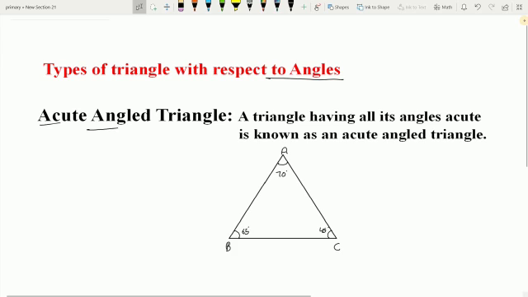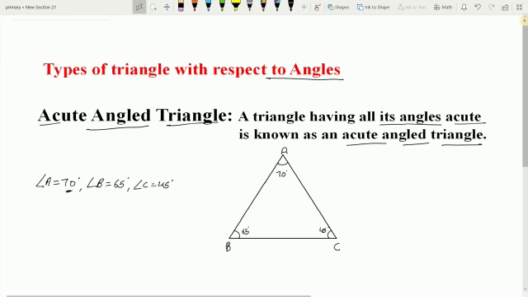Now let us see the types of triangle with respect to their angle. So first is acute angled triangle. A triangle having all its angles acute is known as acute angled triangle. Students, as you can see in the given figure, here angle A is 70 degree, angle B is 65 degree and angle C is 45 degree.